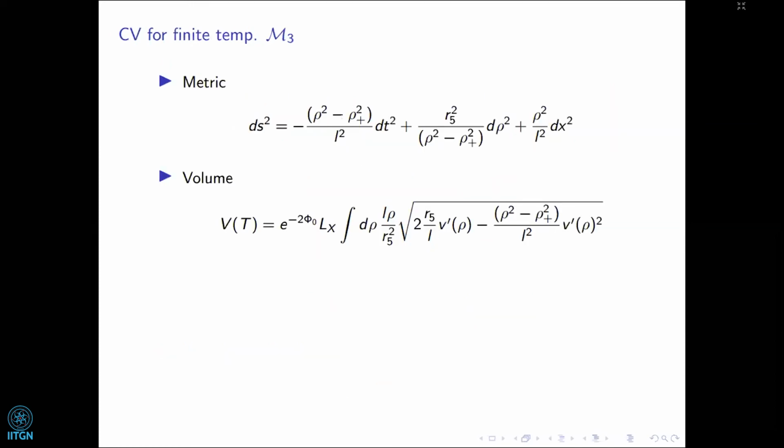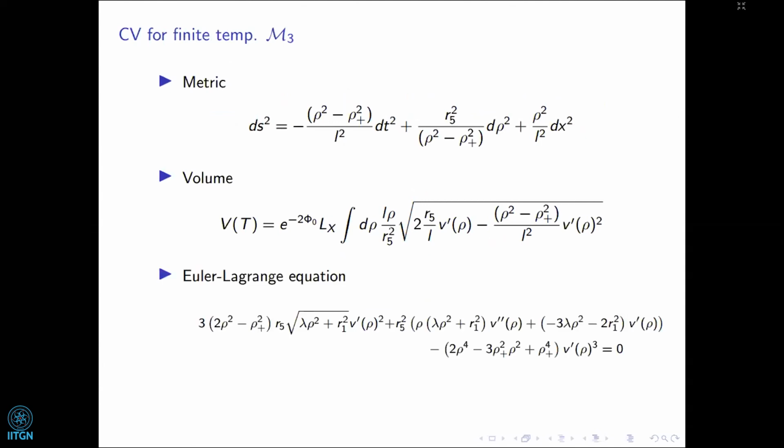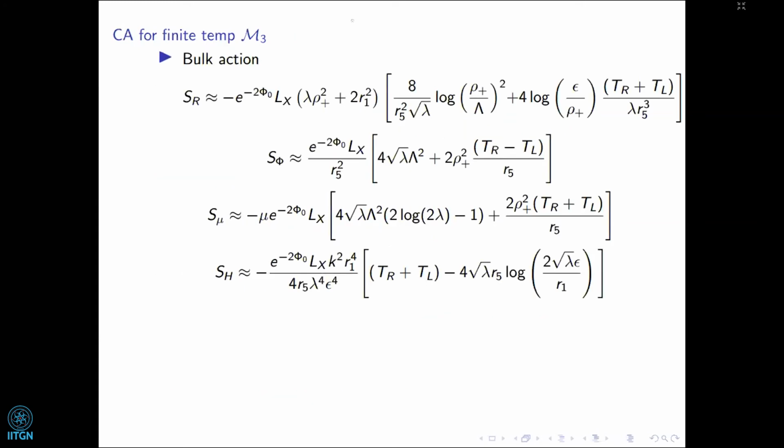Here, this is the horizon, and the volume looks like this. We tried to solve it. We plugged it into the Euler-Lagrange equation and get a highly nonlinear equation, and it is difficult to solve. Maybe it can be solved perturbatively in powers of rho plus square, where rho plus square is the horizon radius square. But we ventured into its evaluation using the CA procedure.